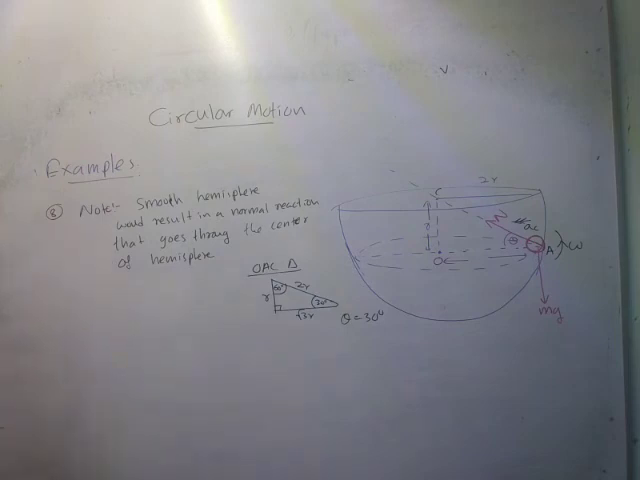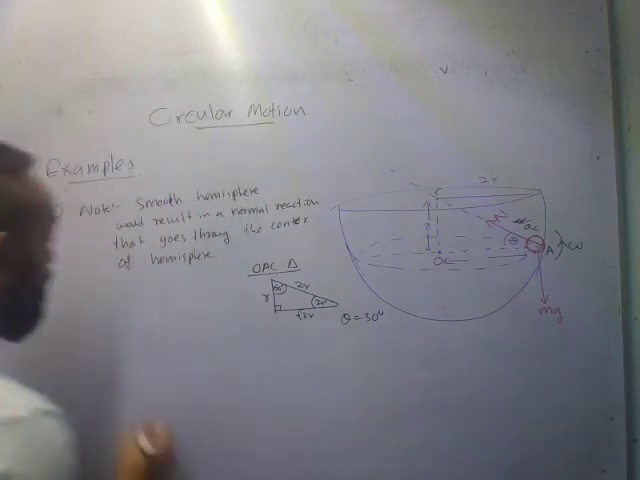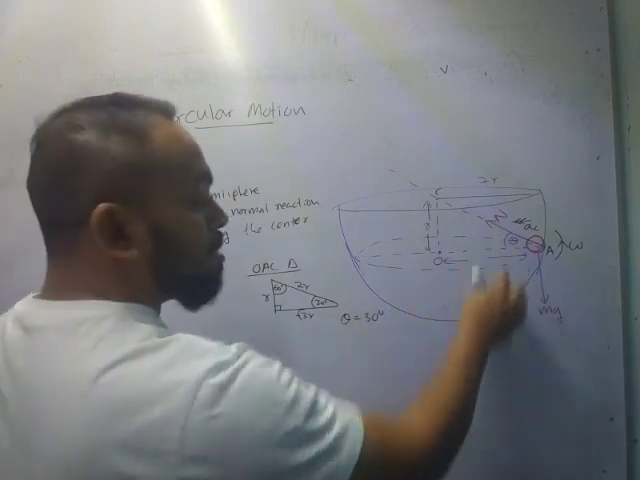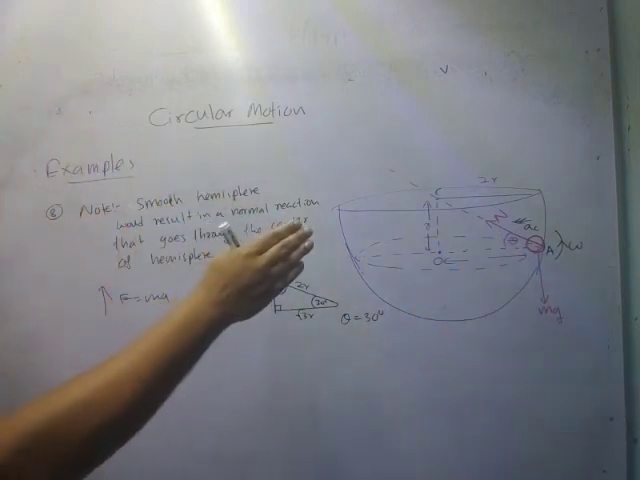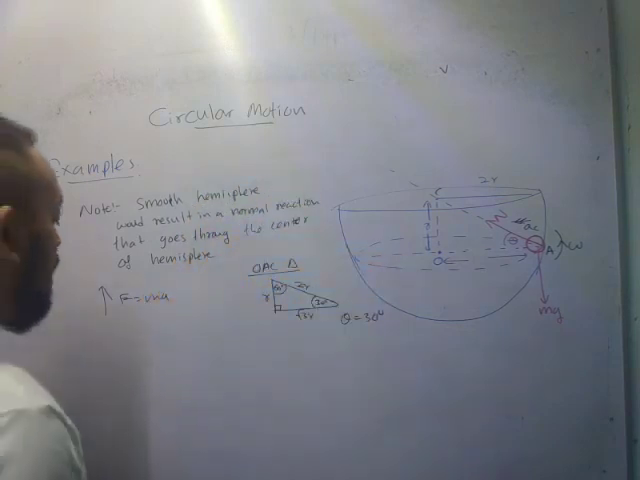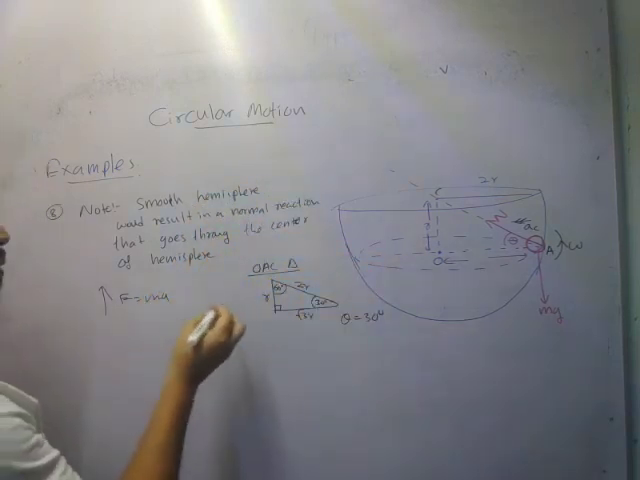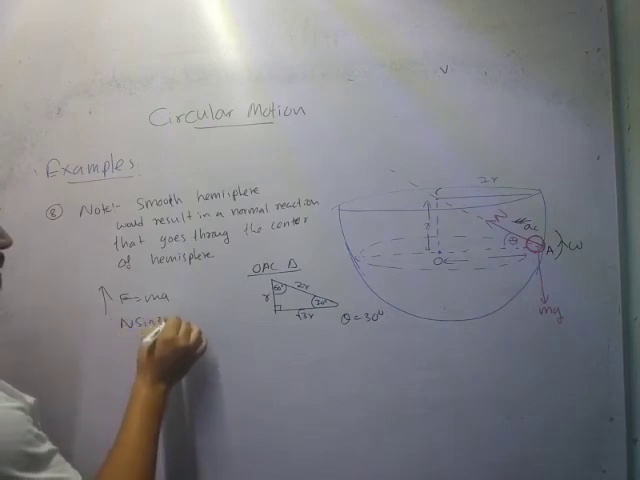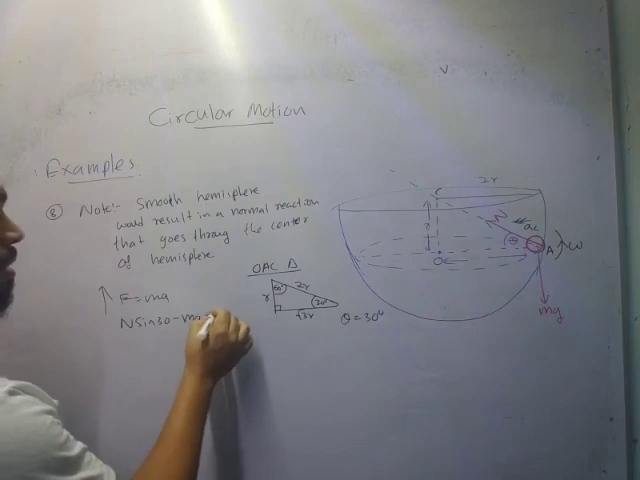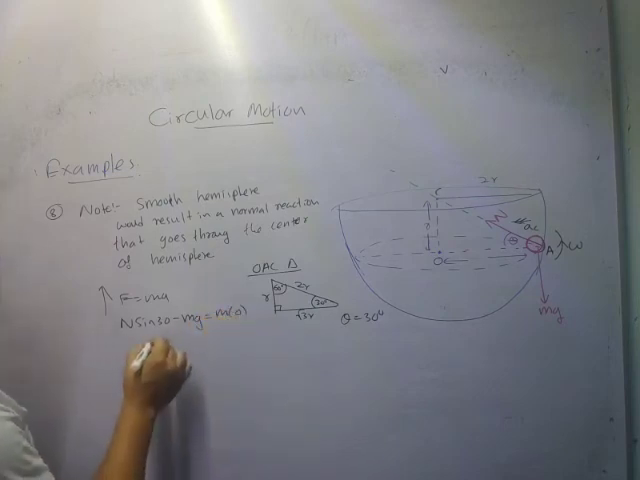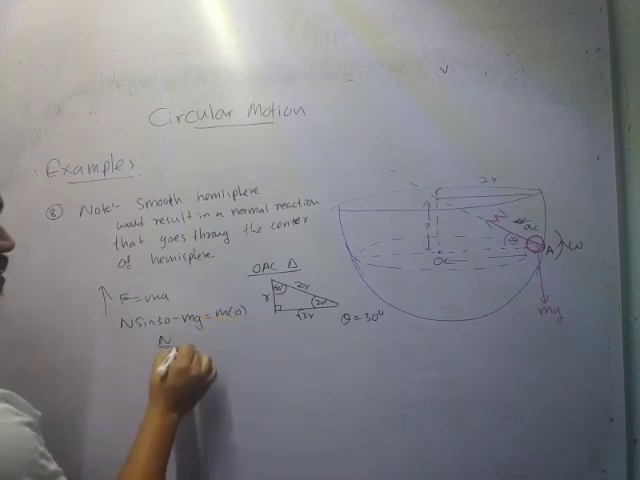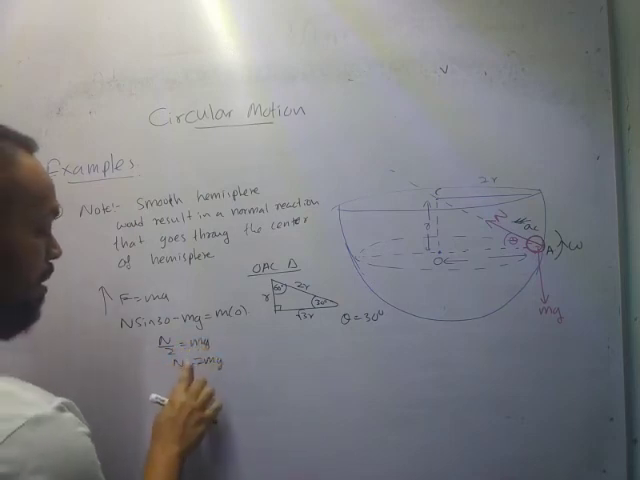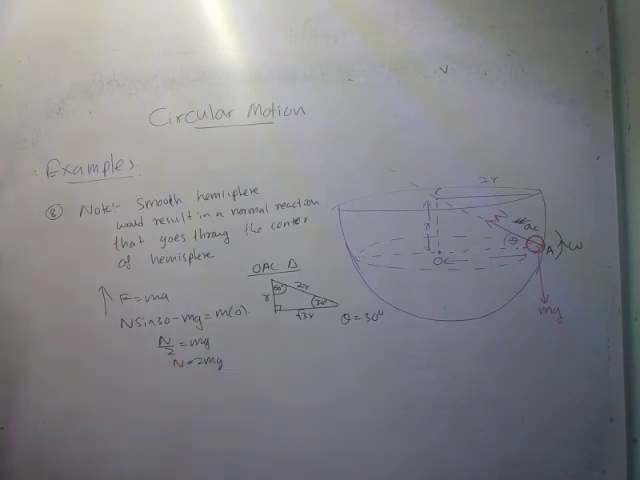Now we have to resolve vertically, F equals ma, to find the reaction, because the component of the normal reaction will be acting as the centripetal force. So that would be N sin 30 minus mg equals m times 0. So N divided by 2 is mg, N equals 2mg. So we found N.